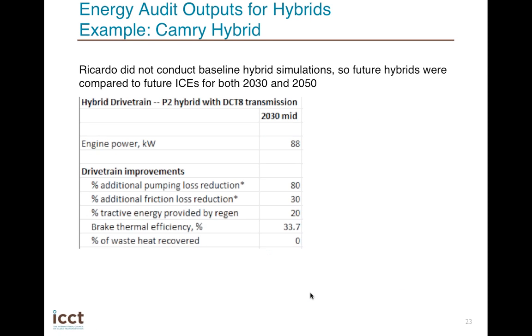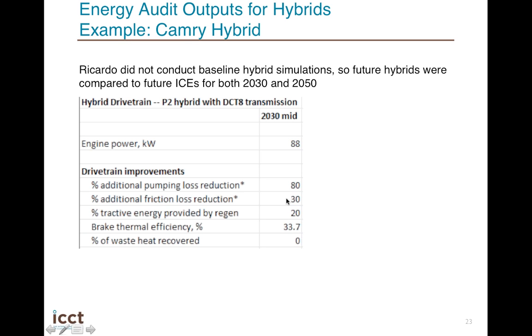Hybrids. Ricardo did not model a baseline hybrid. So what we decided to do was to compare Ricardo's modeling and, of course, the energy audit data for their 2025 ICE to their 2025 hybrid. And when we did that, we found that many of the characteristics really didn't change. The ones that did change: there was an additional 80% reduction in pumping losses due to the ability to shut the engine off when it's in low load conditions.